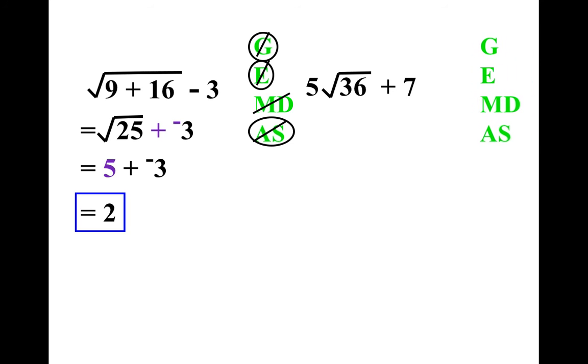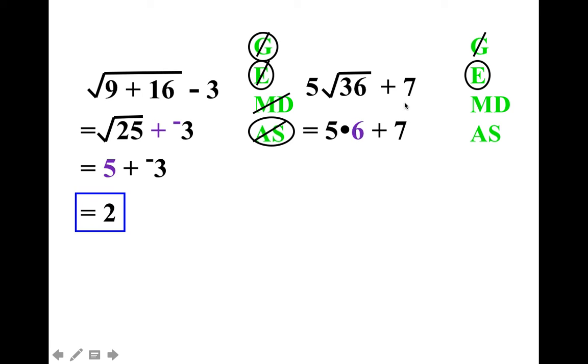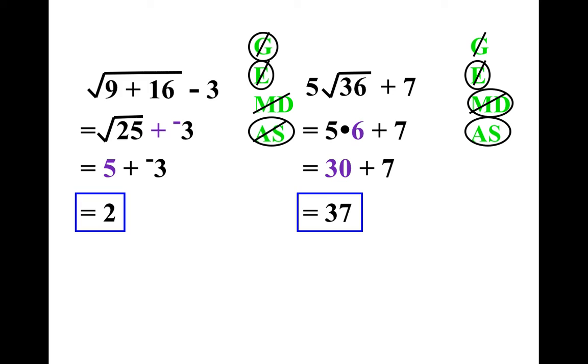In this situation, do I have a grouping symbol? No, because there's nothing that can add, subtract, multiply, or divide in here. So I go straight to the exponent, and notice now I get 5 times 6 plus 7. Do I have multiplying and dividing? Yep. And adding and subtracting. There you go.